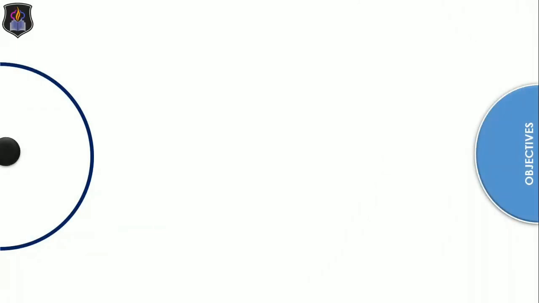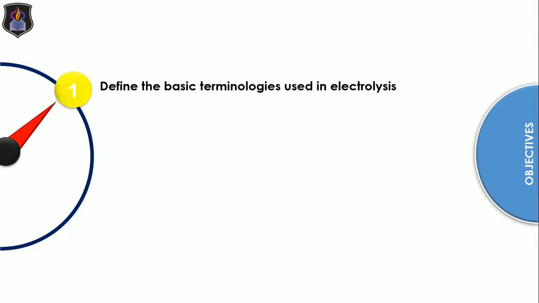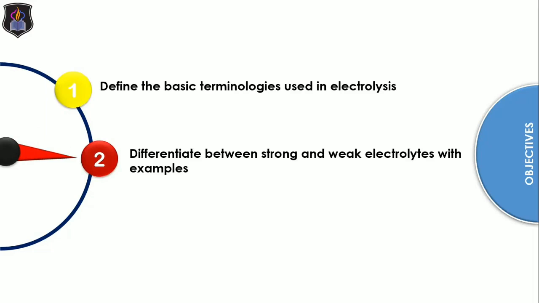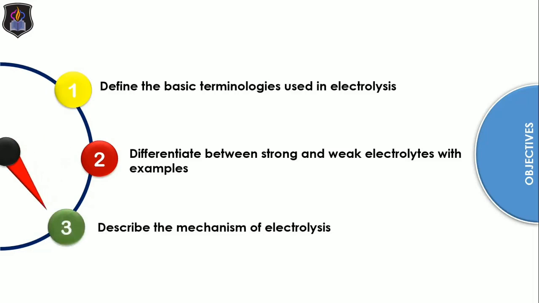At the end of this part of the video, you should be able to define the basic terminologies used in electrolysis, differentiate between strong and weak electrolytes with examples, and then describe the mechanism of electrolysis.